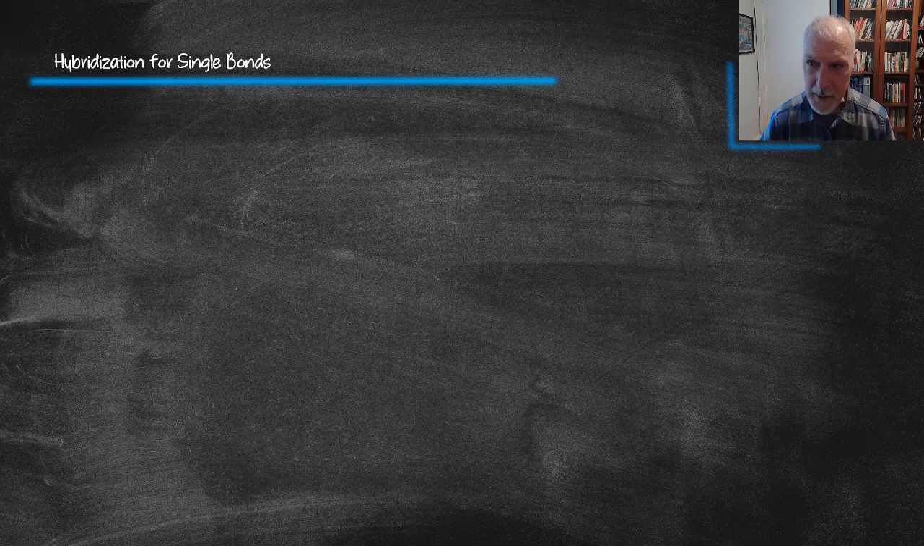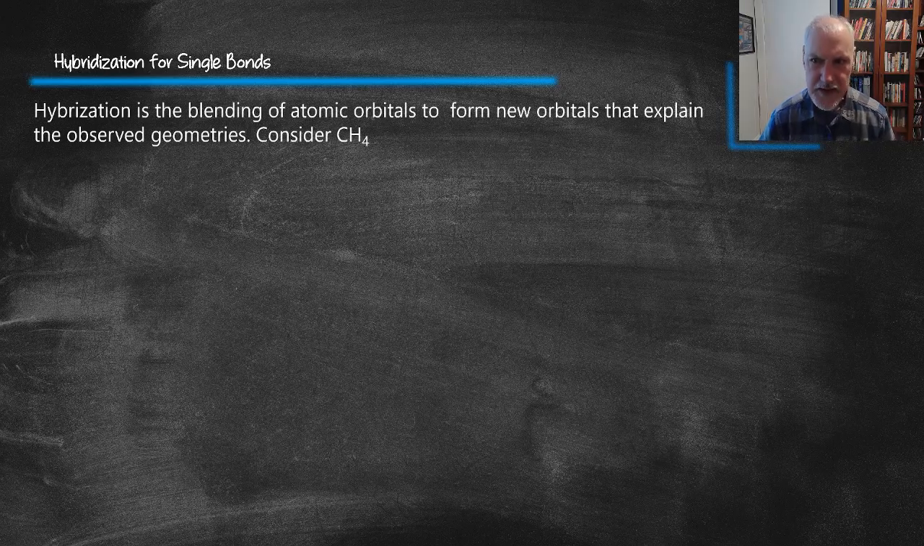This is the first of two programs. Hybridization, first of all, for single bonds. Hybridization is the blending of atomic orbitals to form new orbitals that explain the observed geometries that we see. For instance, let's consider methane.